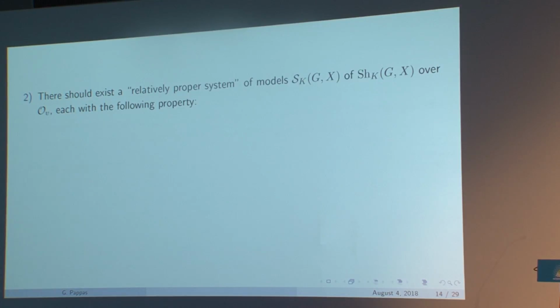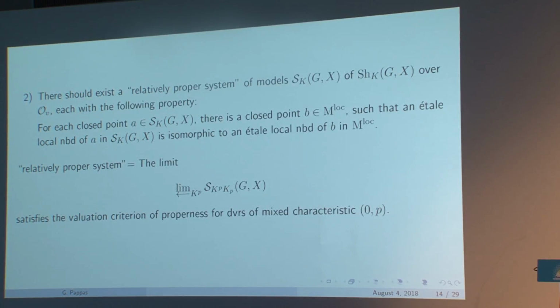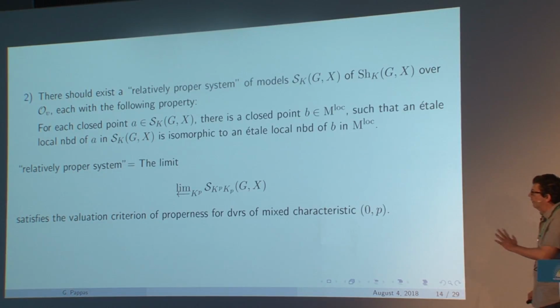Okay, and part two, that relates to Shimura varieties: there should exist what I call a relatively proper system of models of the Shimura variety. I say system because now I'm allowed to vary K. I fix the level subgroup at p and I vary the prime-to-p level subgroup, that has the following property. For each closed point on the Shimura variety, there is some closed point on the local model with matching local neighborhoods, which means the singularities are the same. And I explain a relatively proper system. This attempts to formulate a Néron type criterion, but it's weaker: the limit satisfies the valuative criterion of properness for DVRs of mixed characteristic. So this is telling you that you're not allowed to throw away parts of a special fiber you don't like. You have to have something where all of it is really there.